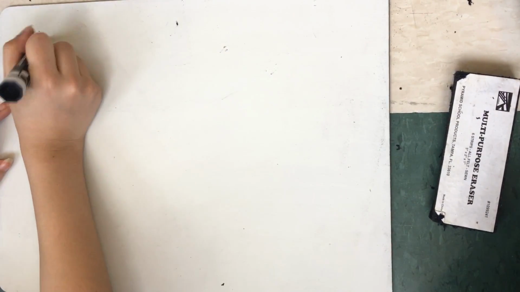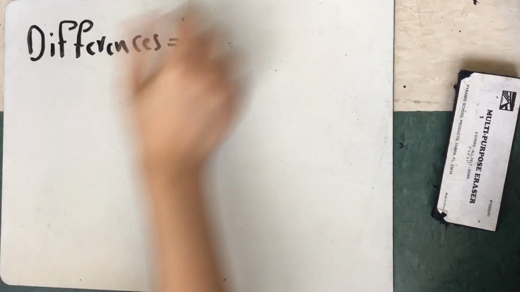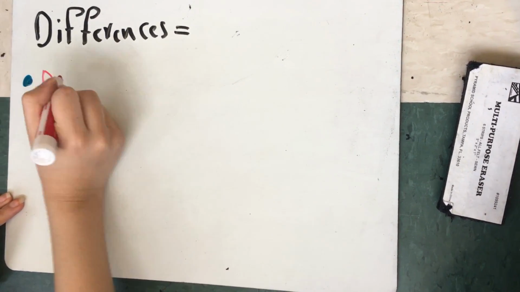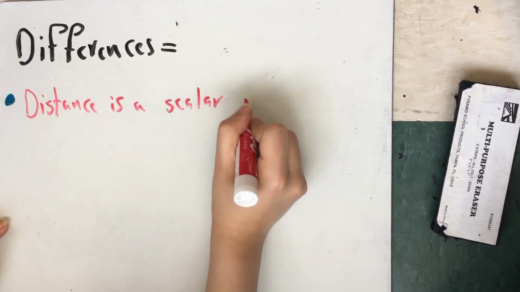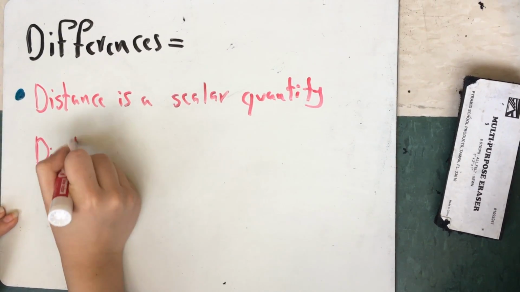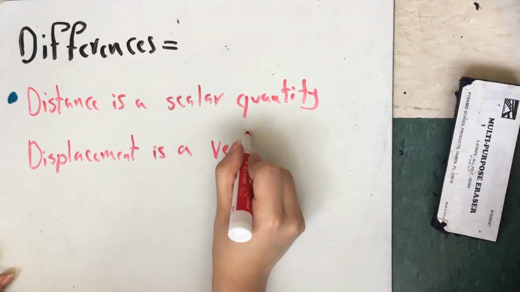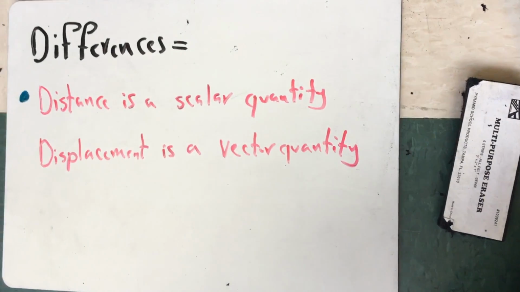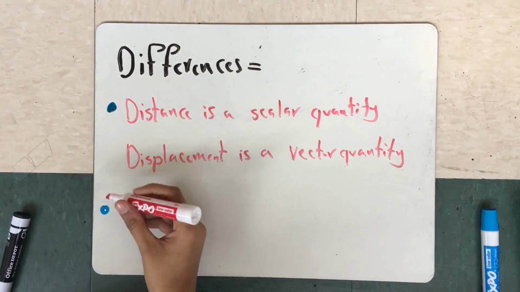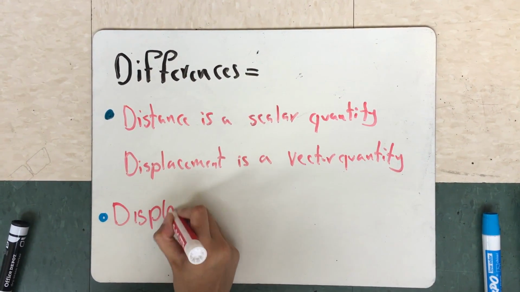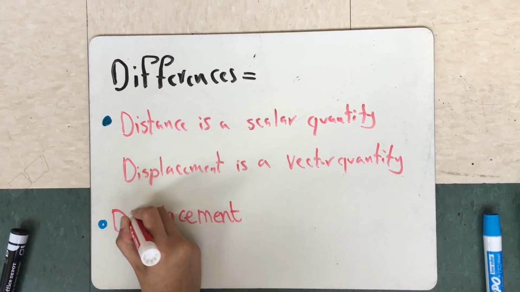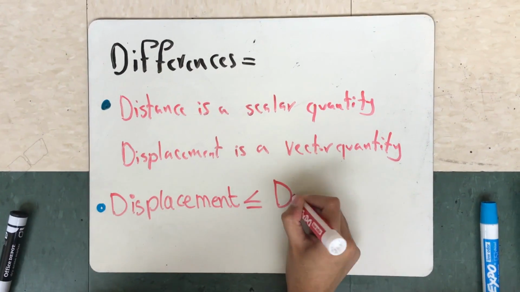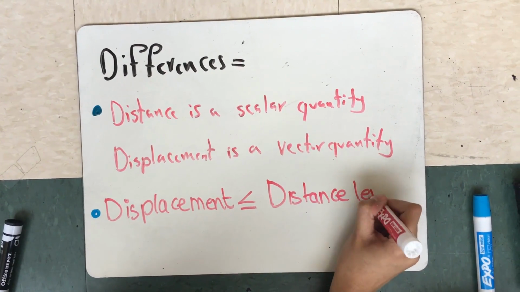So now that we're done with our example, we're going to do some differences. Number one difference is that distance is a scalar quantity, whereas displacement is a vector quantity, because distance only has magnitude, whereas displacement has magnitude and direction. Another difference is that displacement is always less than or equal to distance.